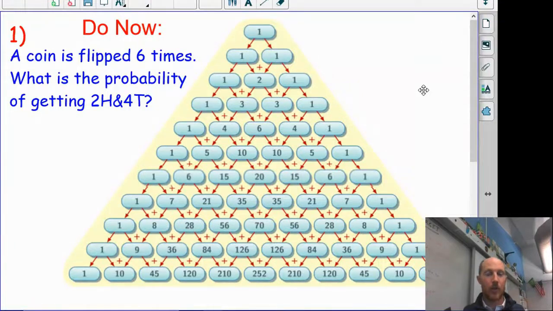Hey, pre-calc, check out the do now for today. A coin has been flipped 6 times. I want to know what's the probability of getting 2 heads and 4 tails. Go ahead and hit pause while you work this out.